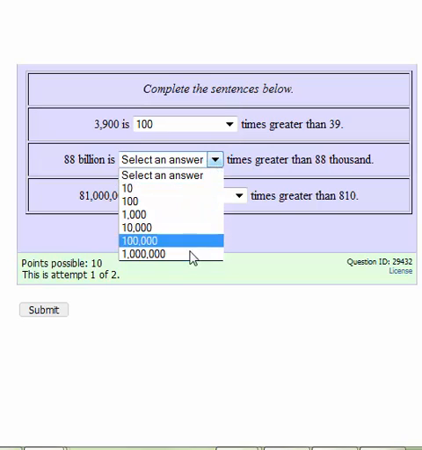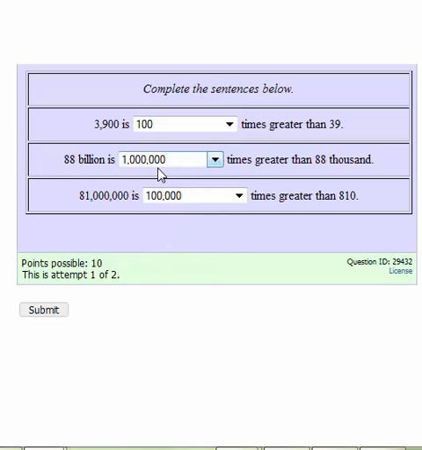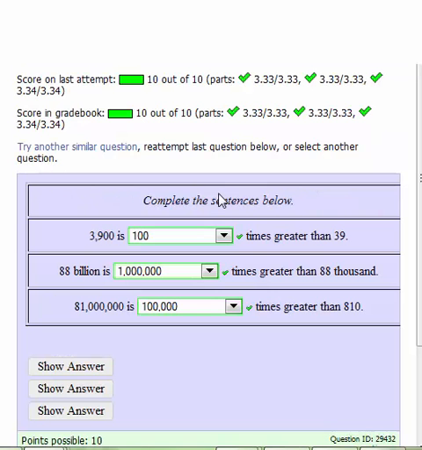Back in Math, then, I would need to multiply by a number that has 6 zeros in it. This would be the number 1 million. If you count the number of zeros in the number 1 million, it has 1, 2, 3, 4, 5, 6 zeros. By taking 88,000 and multiplying by 1 million, I will get to 88 billion. So 88 billion is a million times greater than 88,000. Now that I'm convinced my answer is correct, I'll click Submit, making sure I receive credit on all 3 parts.